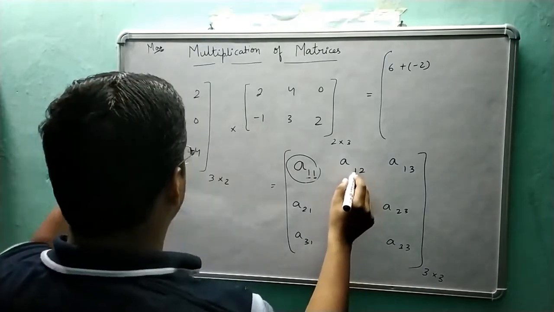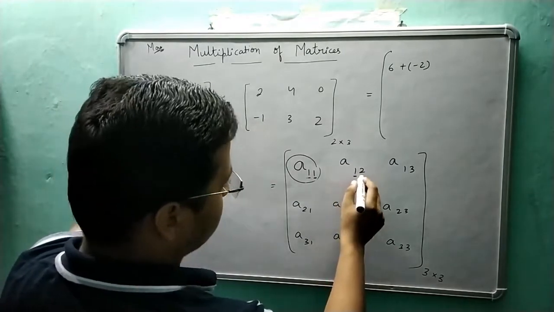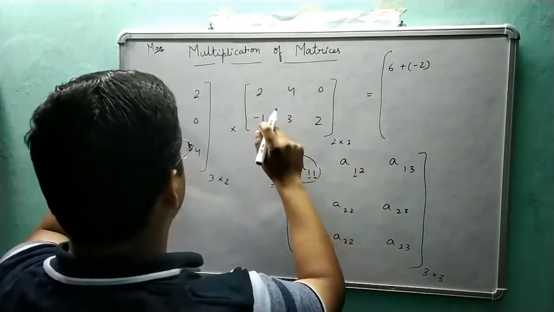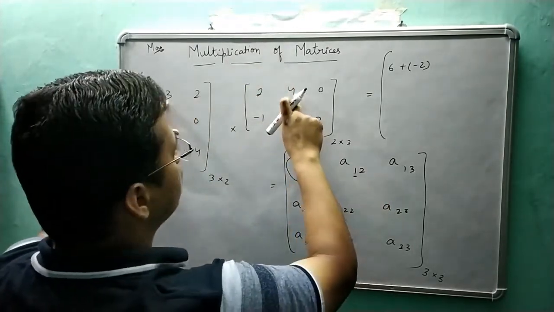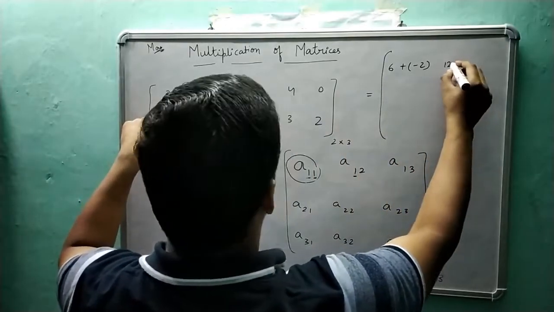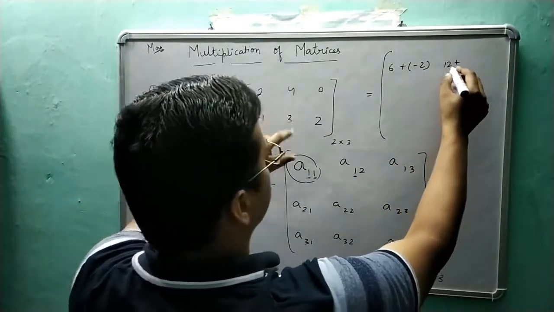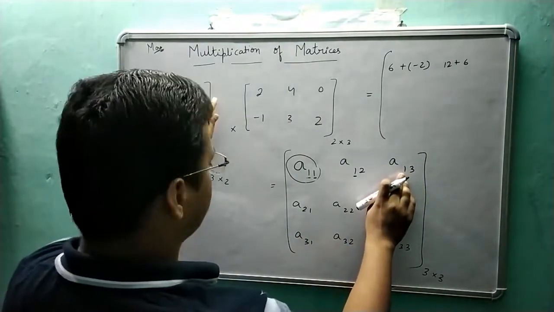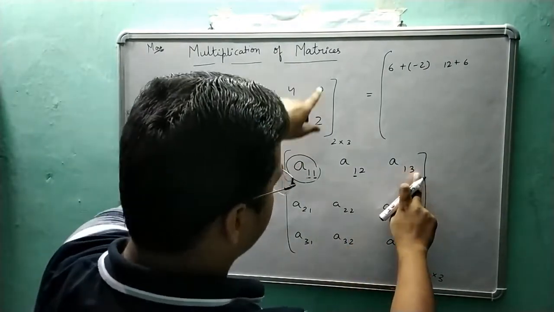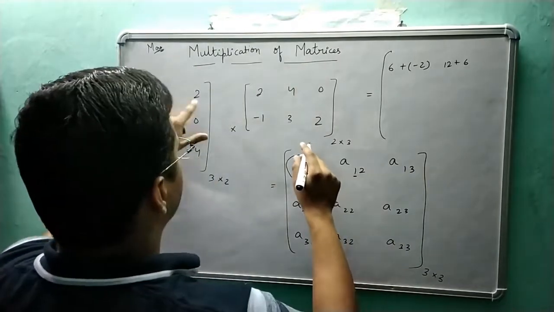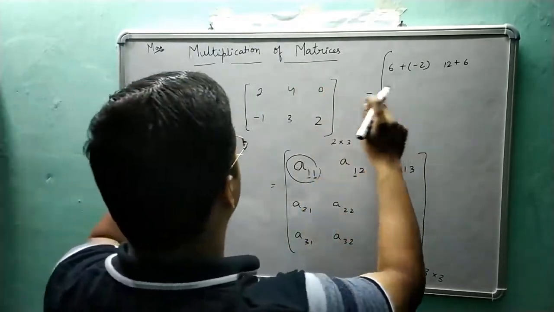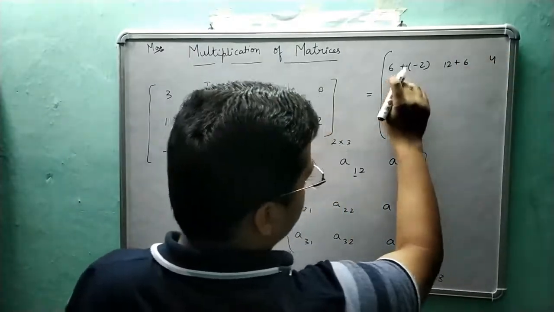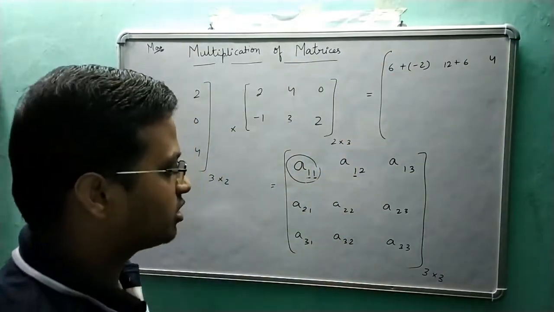1 means first row of first matrix. 2 means second column of second matrix. So 3 2 with 4 3. So 3 into 4 is 12 plus 2 into 3 is 6. Here first row of the first matrix, third column of the second matrix. So 3 2 with 0 2. So 3 into 0 is 0 plus 2 into 2 is 4. So we have got our first row elements.